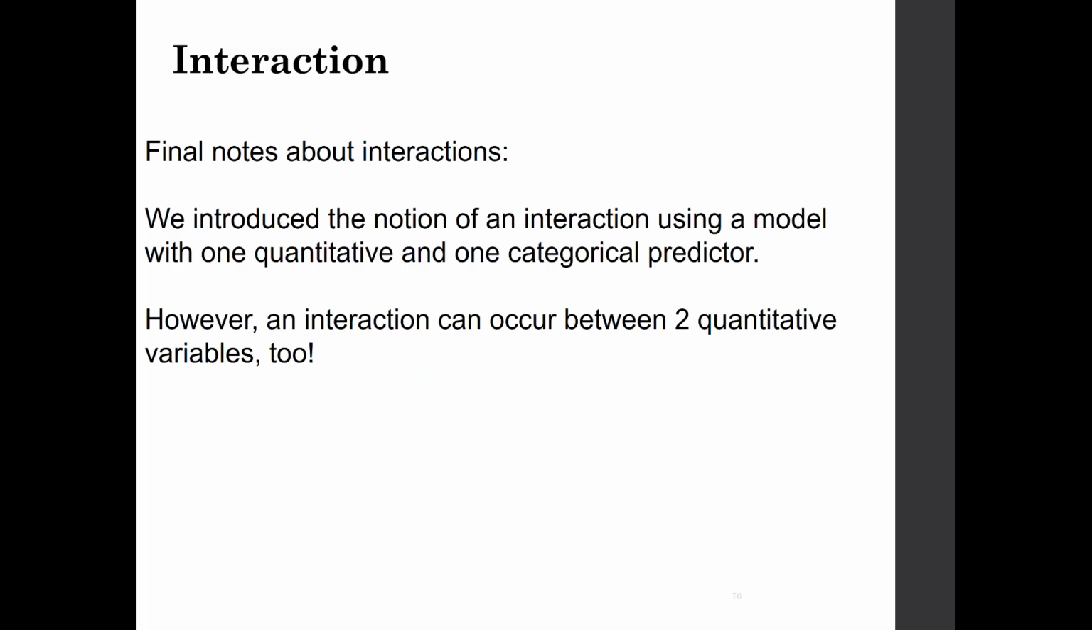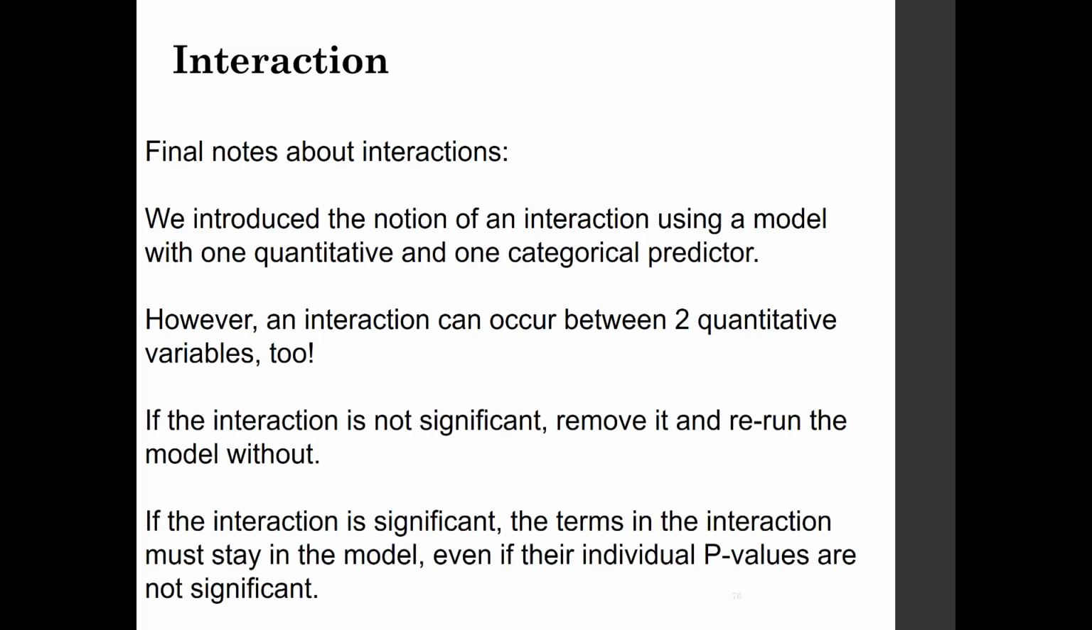Some notes about interactions. We used a quantitative and a categorical predictor in our model, but I don't want you to be fooled. Interactions can occur between two quantitative variables too. And we'll look at examples like this. Now, if the interaction is not significant, what you do is remove it and rerun the model without the interaction. But if the interaction is significant, the terms in the interaction must stay in the model even if their individual p-values are not significant.